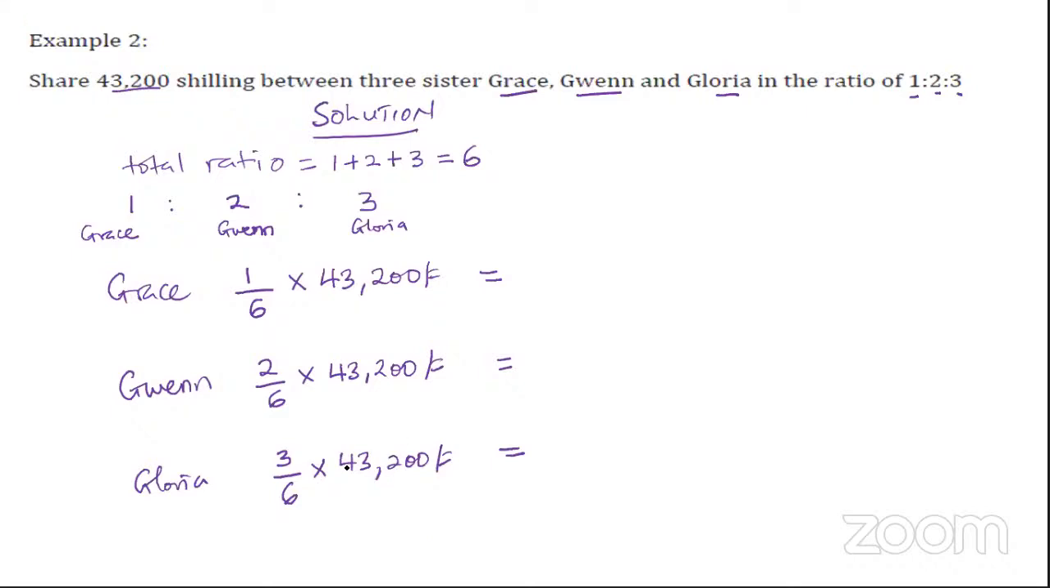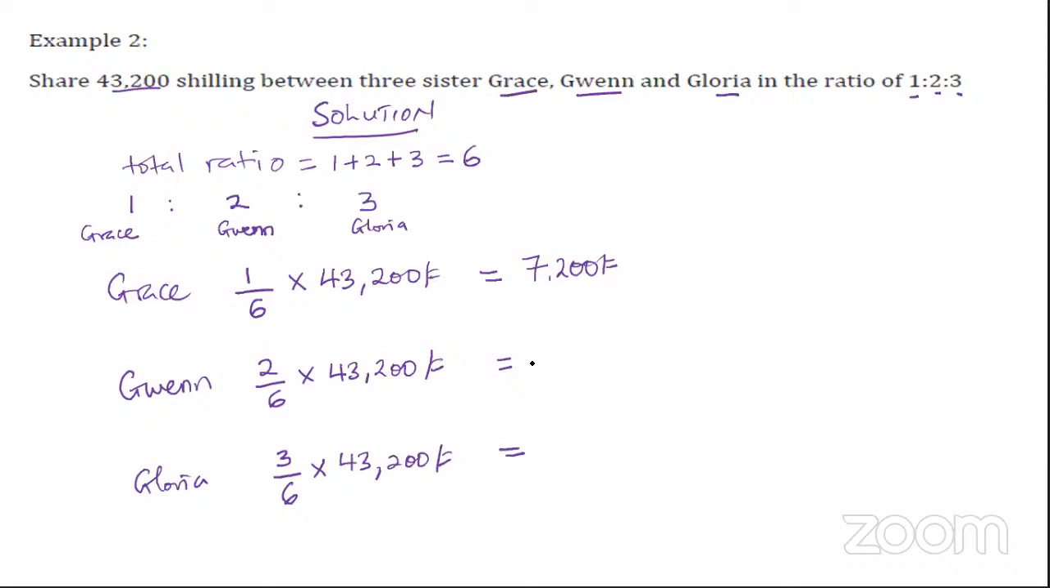So from your calculation there, how much did Grace get? Please type your answer. We are on Grace. 7,200. How about the rest of us? How much did Grace get? Please just type the answer. 7,200. Okay, I think that's what we are all getting. Yes. 7,200.